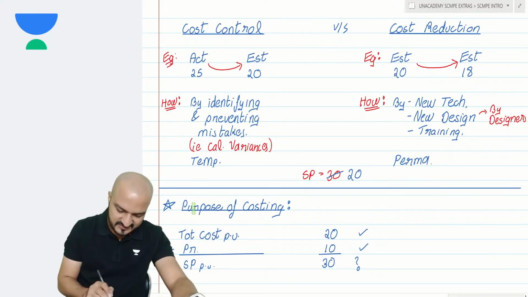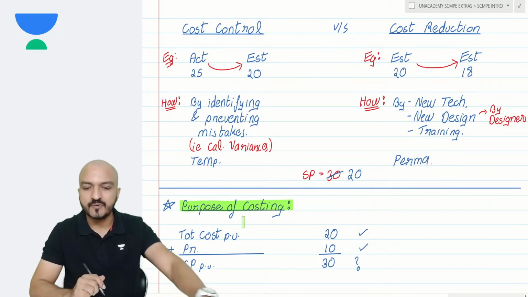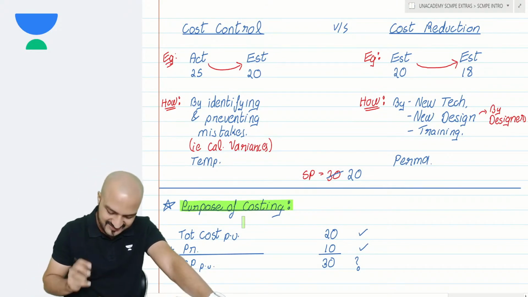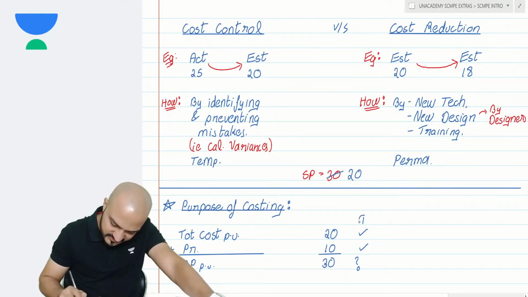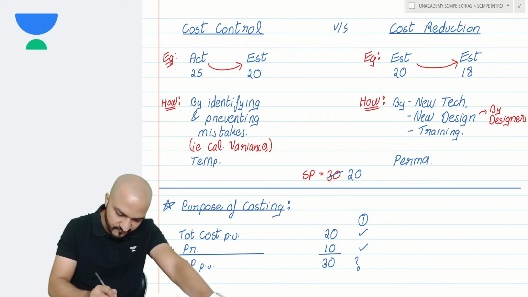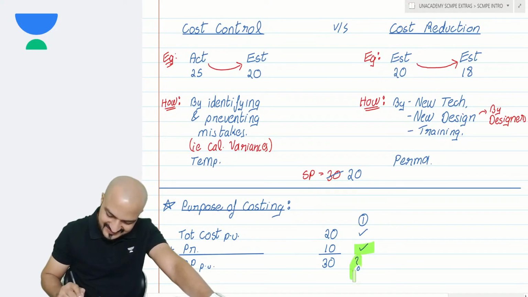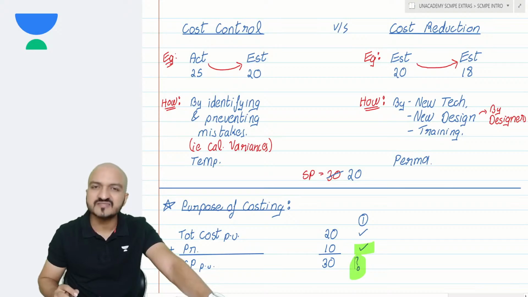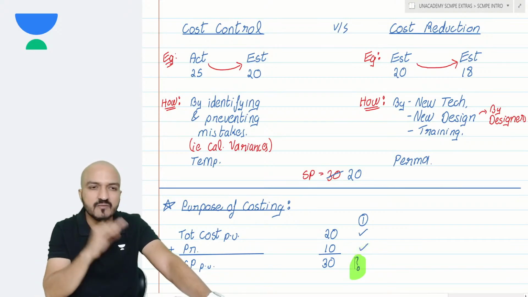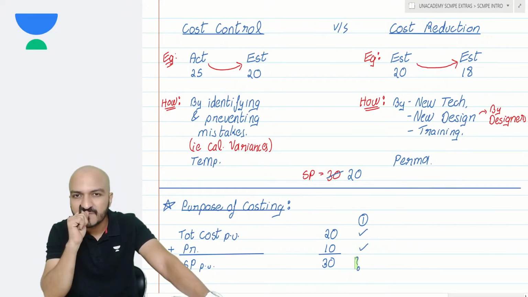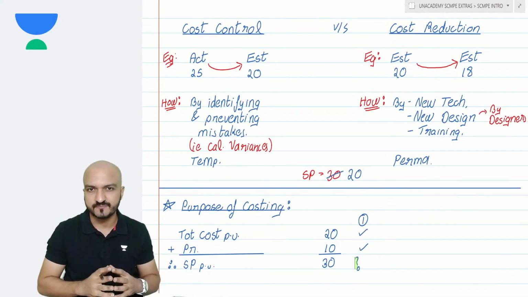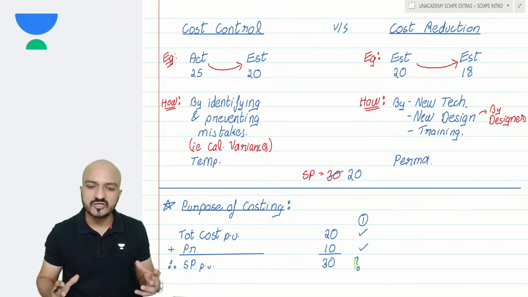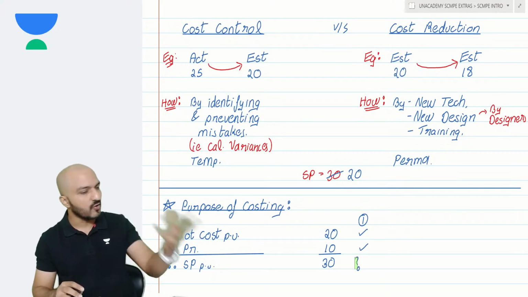Okay, so my next part in my introduction is called purpose of costing. Purpose of costing, simple. Why do we calculate cost? Well, purpose number one, you calculate cost so that you add some profit and set the selling price. But is it necessary that every time I have the liberty to decide my own price? No. When there is very tough competition, when there is intense competition in the industry, then I don't have the liberty to set my own price.